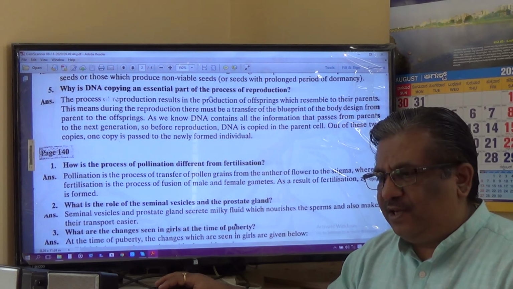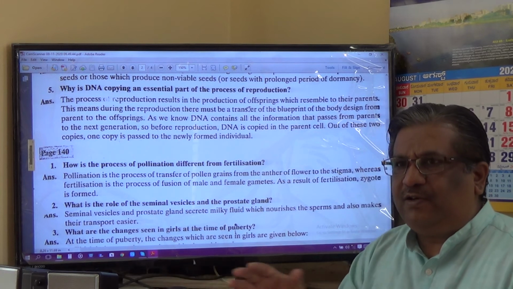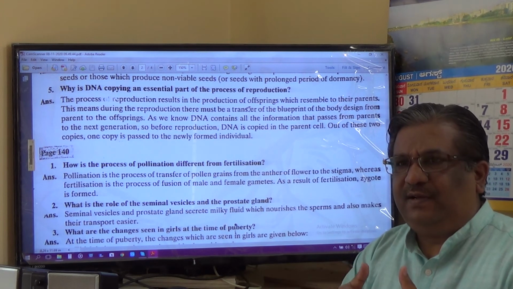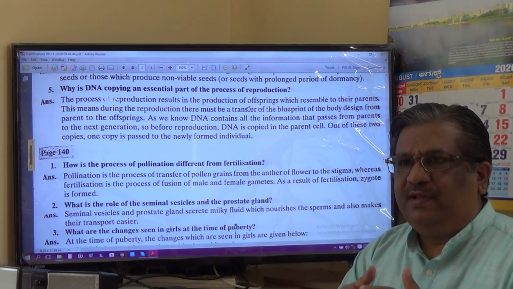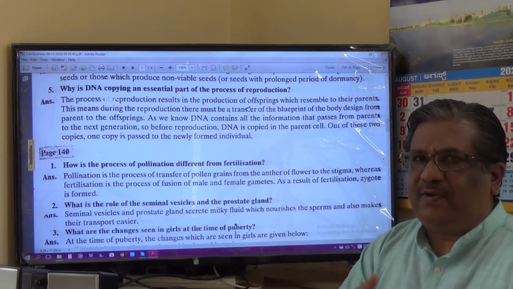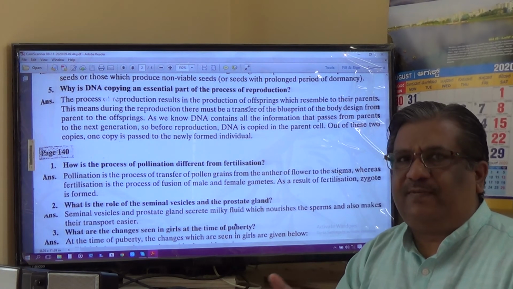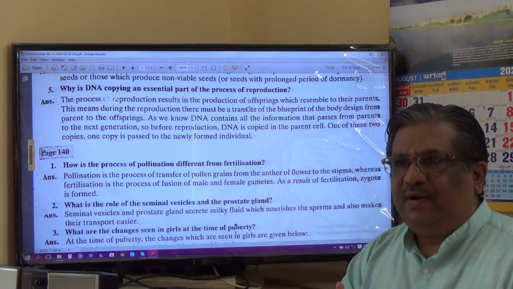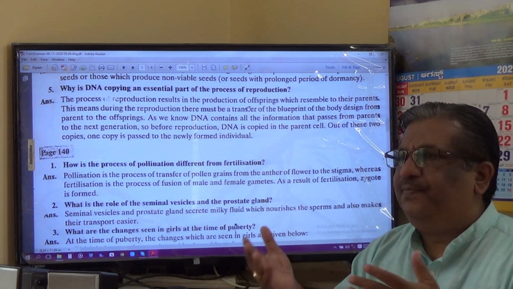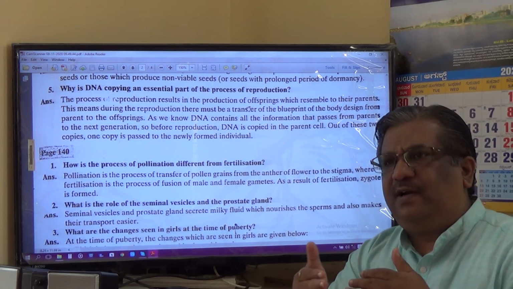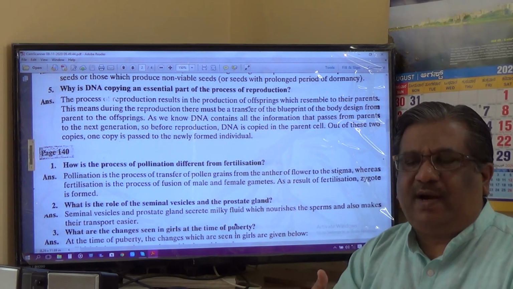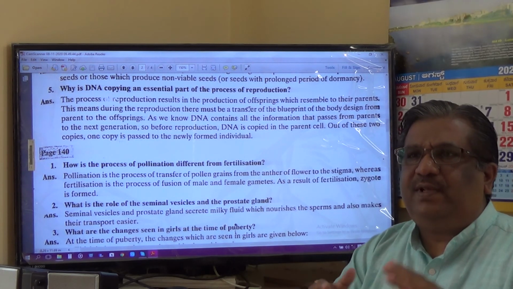Why is DNA copying an essential part of the process of reproduction? In order to produce similar body designs, the basic element involved is the DNA copy, in order to produce the blueprints of the body design. Otherwise, what can you expect? See, we cannot expect a cat from a dog. 2 reasons. First of all, the number of chromosomes will be different in dogs and different in cats. Even in order to produce a dog from a dog, a particular blueprint of the body design is required, and that blueprint can be produced by means of DNA copying.